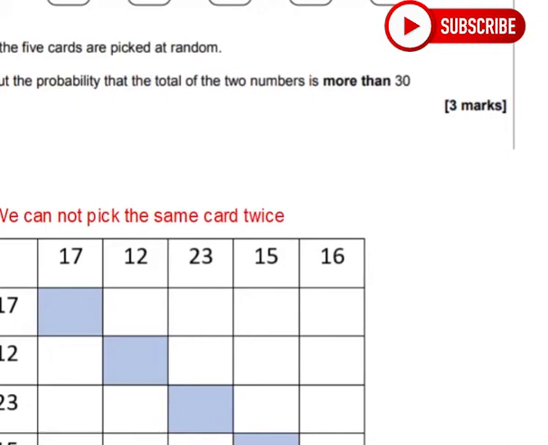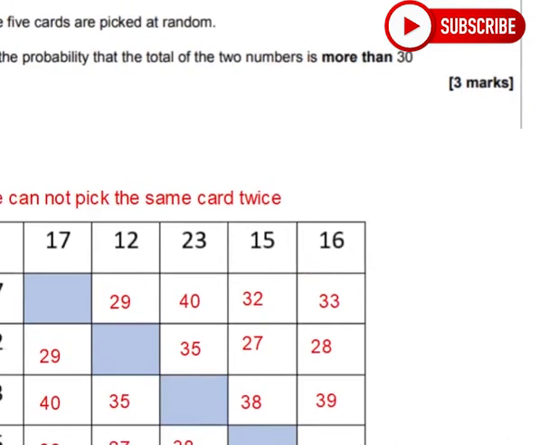In case we picked 17 and 12, the sum will be 29. In case we picked 17 and 23, the sum is going to be 40. In case we picked 17 and 15, the sum is going to be 32, and so on. Now that we worked out the sum of the two cards that may be picked at random, we are going to highlight the sums that are more than 30. 40, 32, 33, 35, 40.